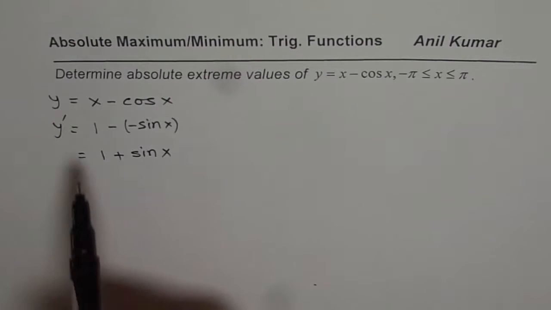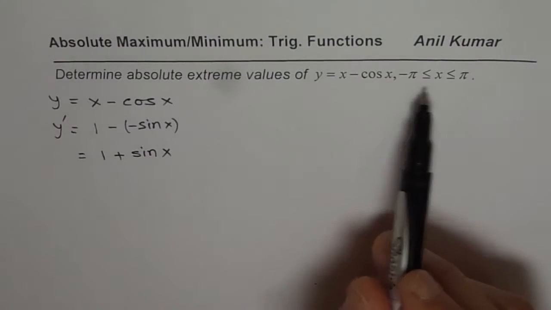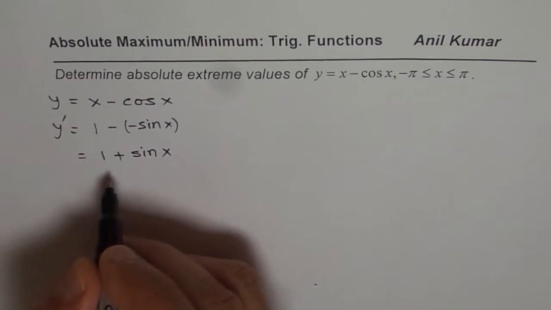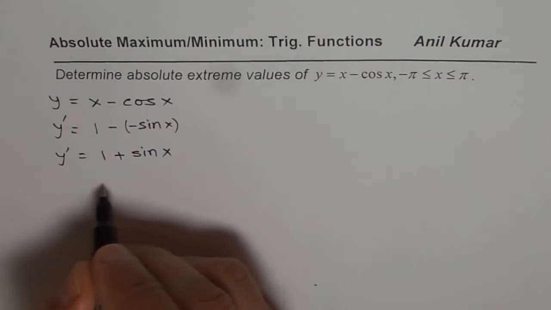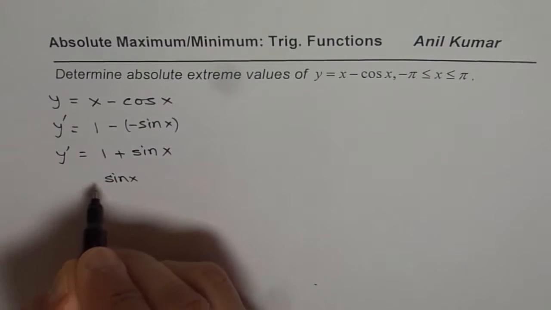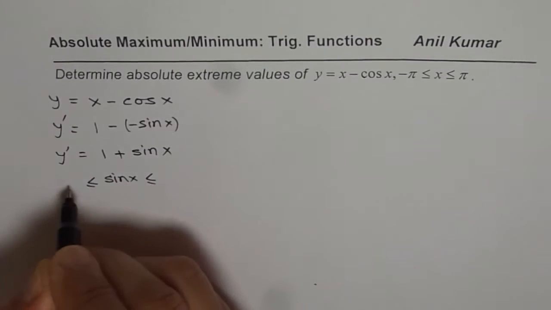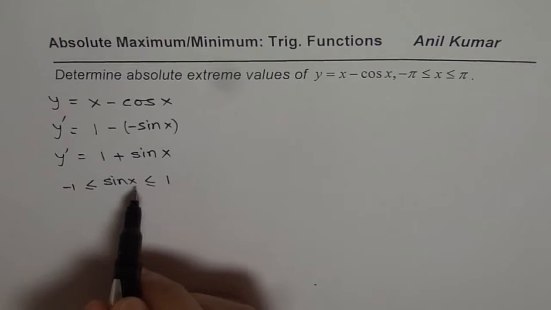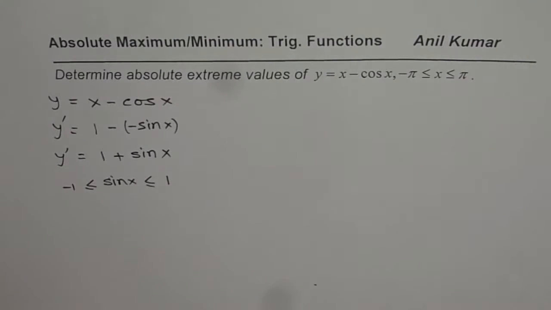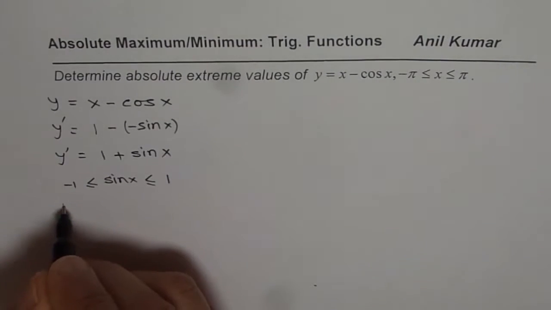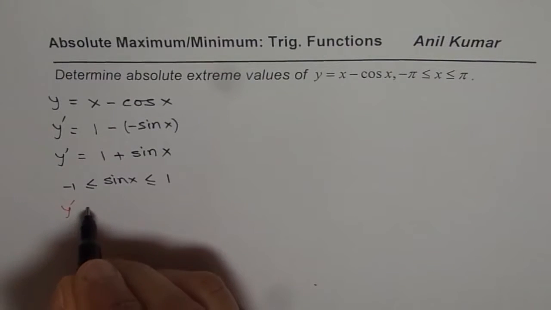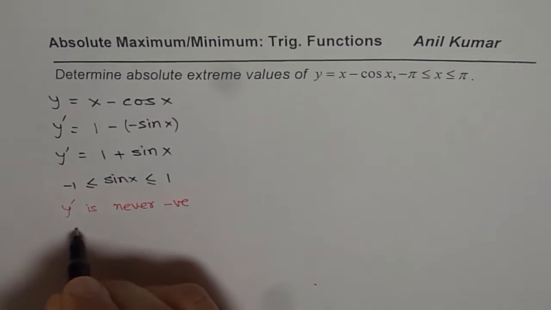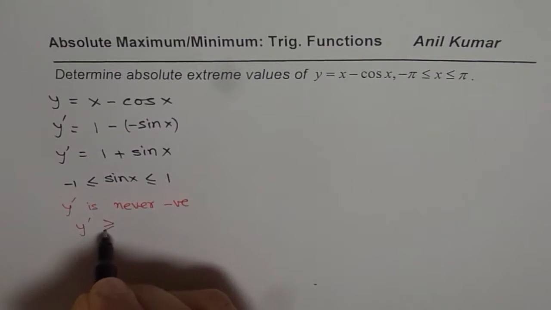Now we need to find zeros for this within this interval. One thing you realize is that sin x is a value between minus 1 and plus 1, right? So what you realize here is that y prime is never negative. That is to say, y prime is greater than or equal to 0.